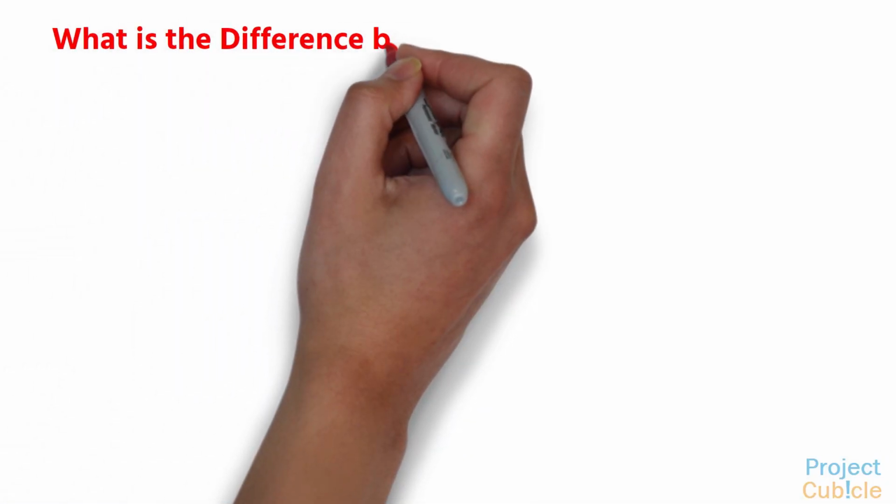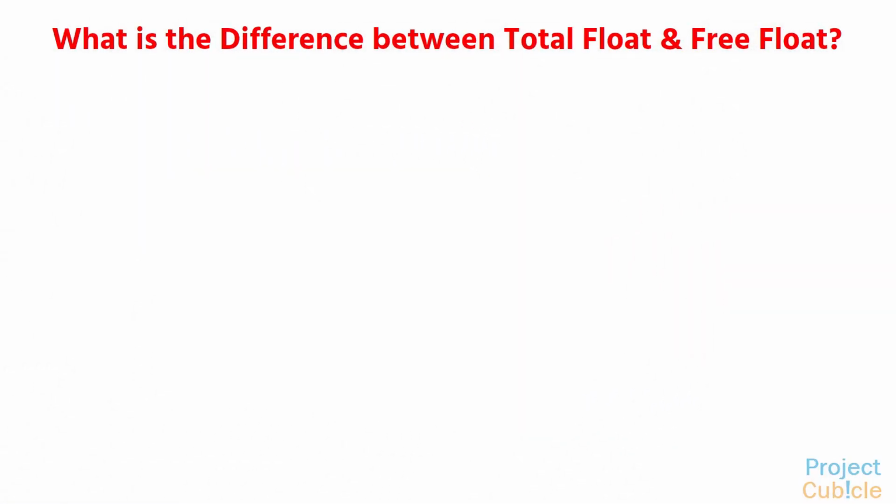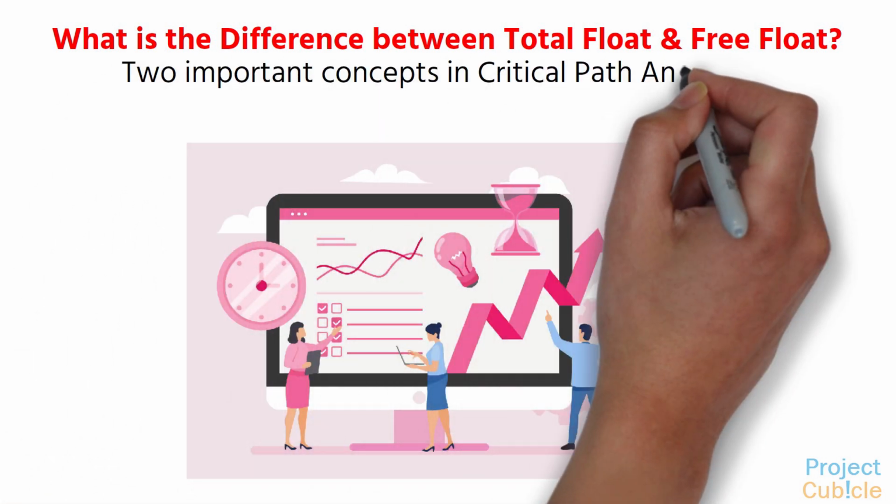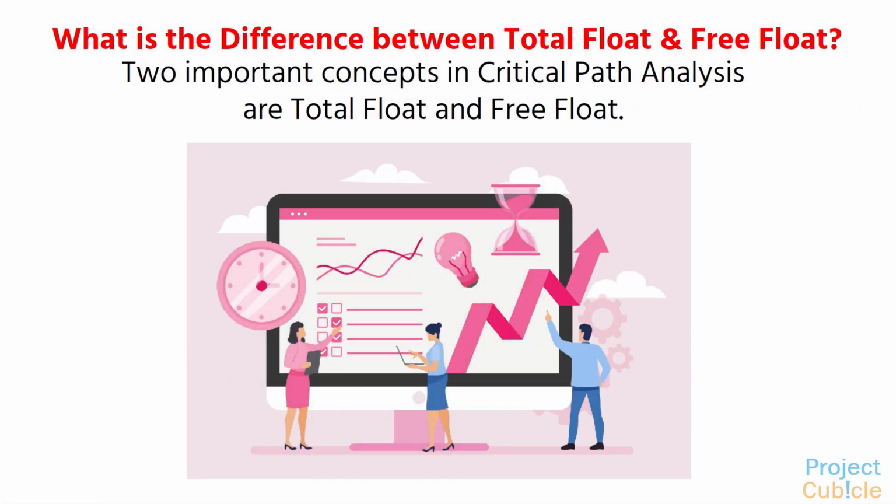What is the difference between total float and free float? Critical path analysis is a project management technique that helps identify the critical tasks and the amount of time required to complete them. Two important concepts in critical path analysis are total float and free float.